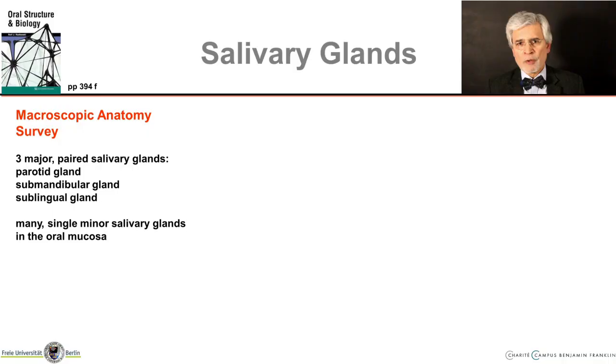There are three paired salivary glands. We have the parotid gland on either side, back at the cheeks, close to the ears. And then the submandibular gland, embedded in the lower jaw. And then we have the sublingual gland directly below the tongue, again on either side. In addition, there are an abundance of small single salivary glands spread all over within the oral cavity.